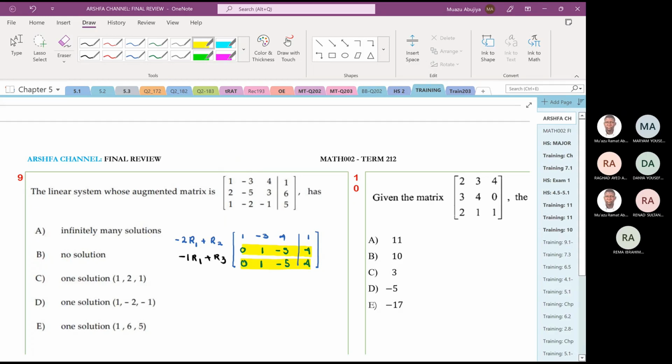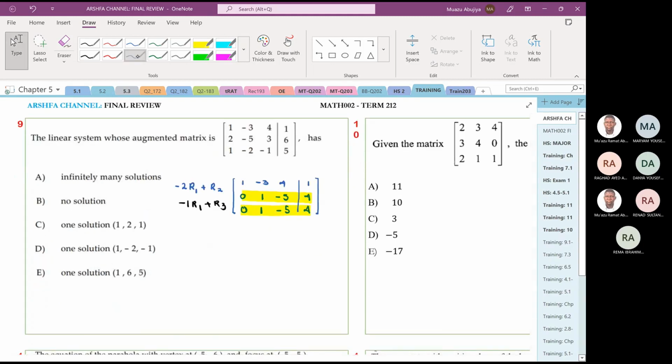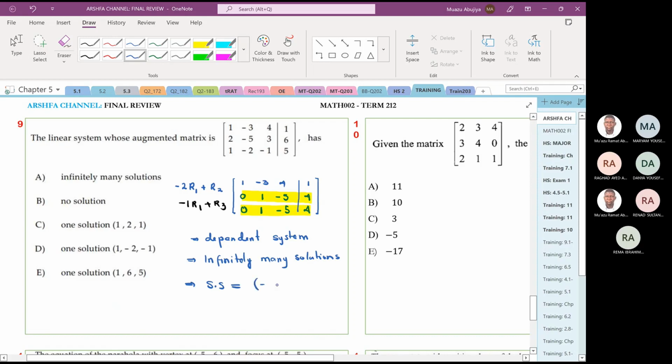Now, if you remember, if two rows are the same, then that means we have a dependent system. Dependent system means we have infinitely many solutions. Now, can I say here that the solution set is from minus infinity to infinity? No, we cannot. The solution set is not minus infinity to infinity. Writing the solution set for a dependent system has a special form, which we can take a look at if we have time at the end of the day.